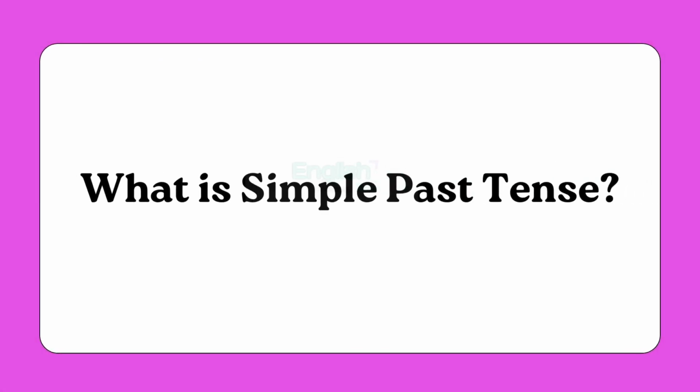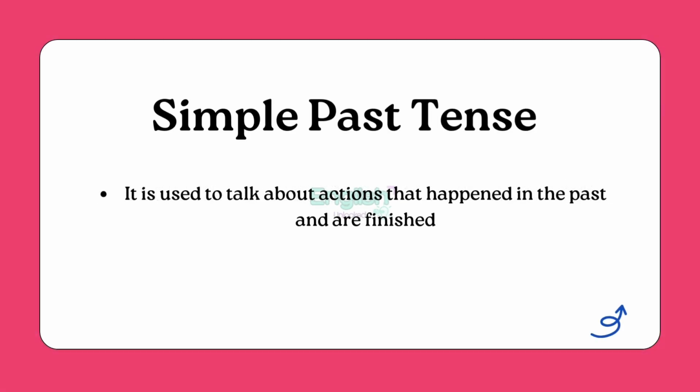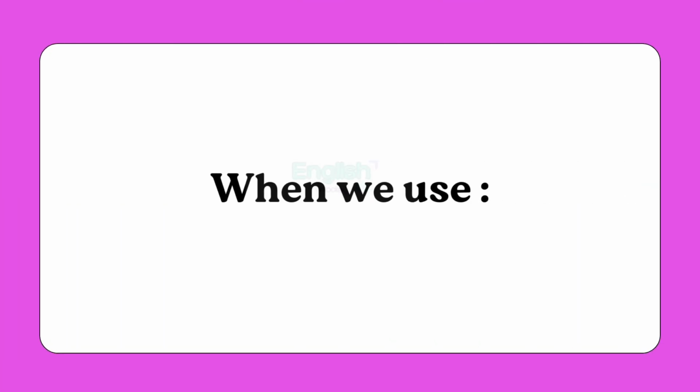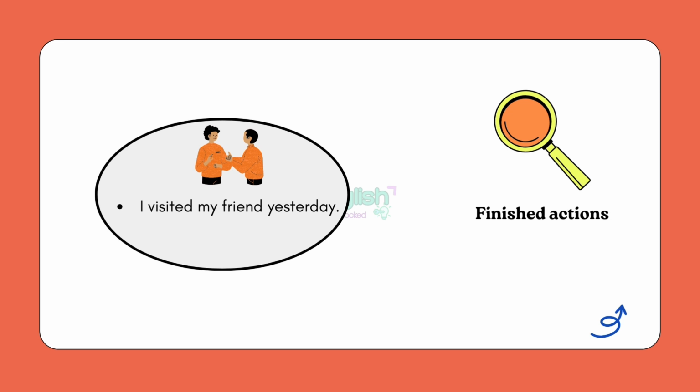So, what is the simple past tense? It is used to talk about actions that happened in the past and are finished. Now you may have some confusion about when we use it. Let's clear it up. We use it to talk about finished actions, like "I visited my friend yesterday." Here I'm talking about an action that I did yesterday. That's why I said it in the simple past tense.